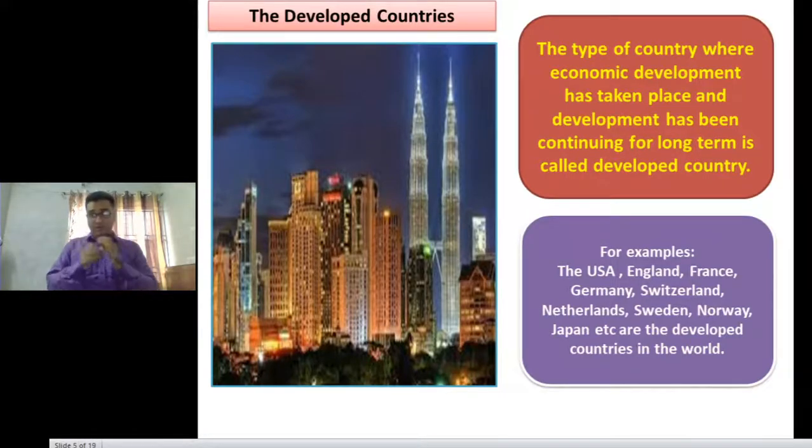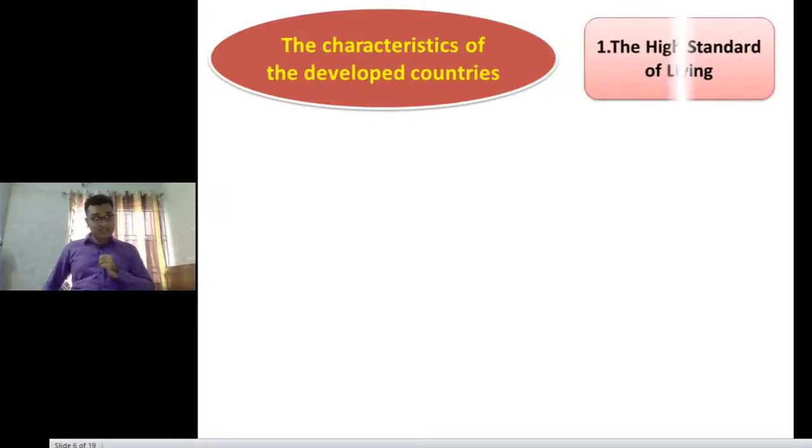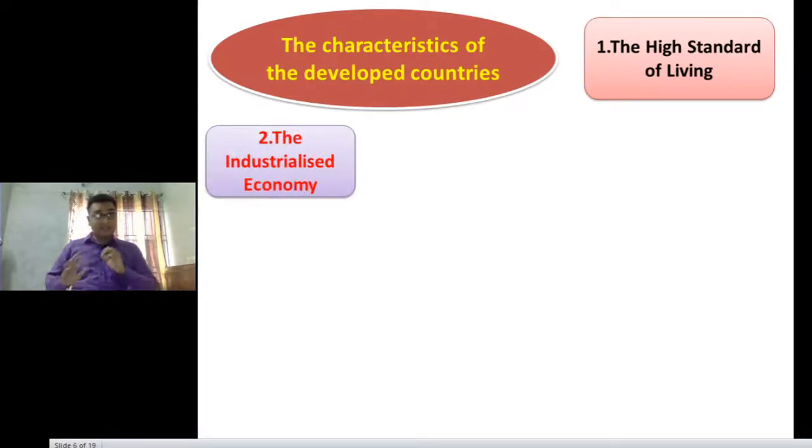Dear students, now I am going to discuss the characteristics of the developed countries. The first characteristic is the high standard of living. Dear students, in this type of countries, we can see the high standard of living of the common people. So this is one of the characteristics. The second characteristic is the industrialized economy. Basically, in this type of countries, we can see they are highly dependent on industry. Okay, so we can say they are industry-based countries. So this is one of the characteristics of the developed countries.